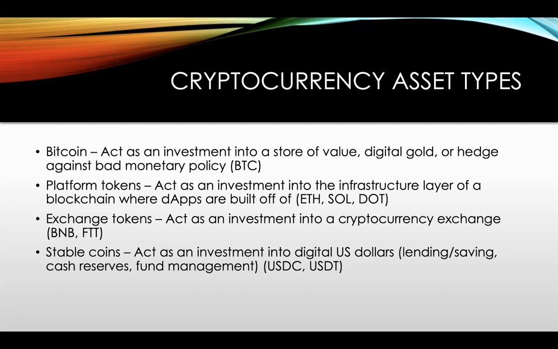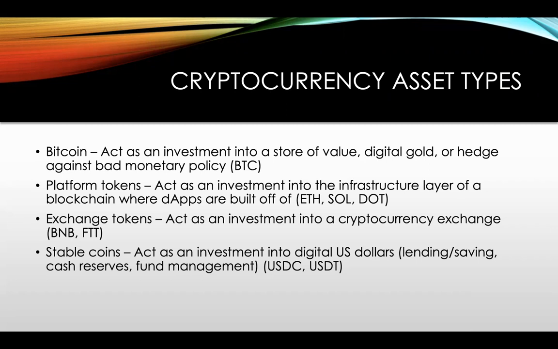So there's like 45 different types of cryptocurrencies right now, according to CoinGecko.com, which I'll point you to at the end, as well as some other additional resources that you can reference. And you can see all the different asset categories. But the first one here is Bitcoin. And this is basically acting as an investment into a store of value or a digital gold per se, or also something like a hedge against bad monetary policy.